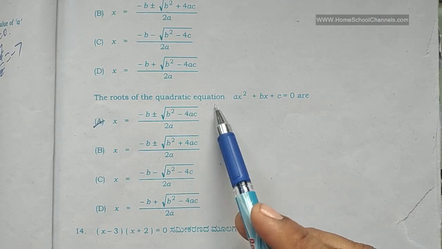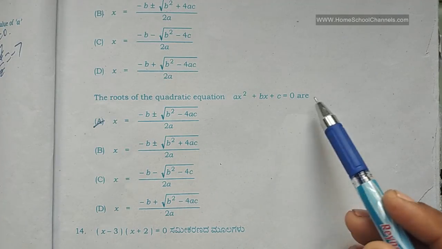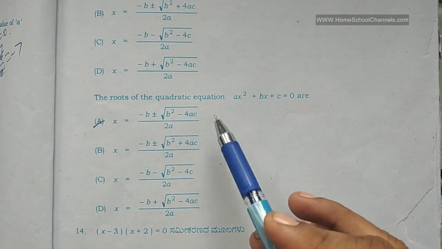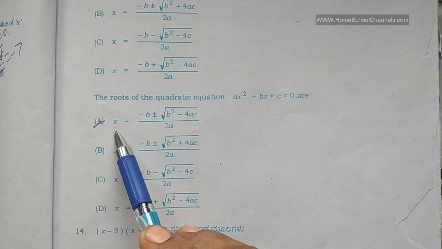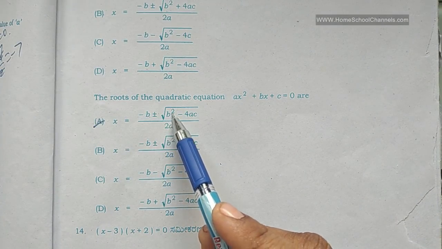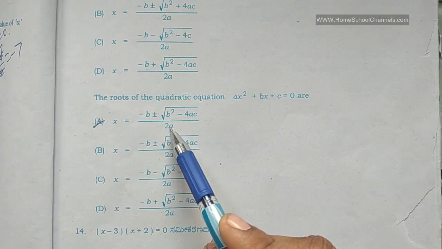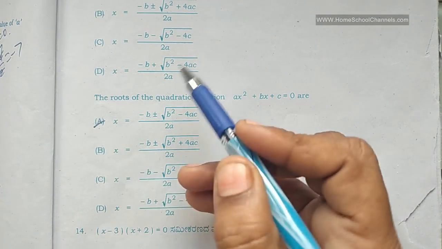13th one, the roots of the quadratic equation ax square plus bx plus c equal to 0 are. We know this by formula directly. That is x is equal to minus b plus or minus root b square minus 4ac by 2a. Option A is the right answer.